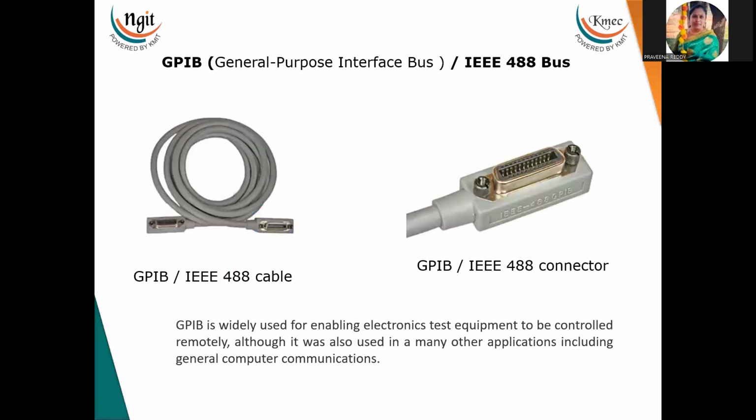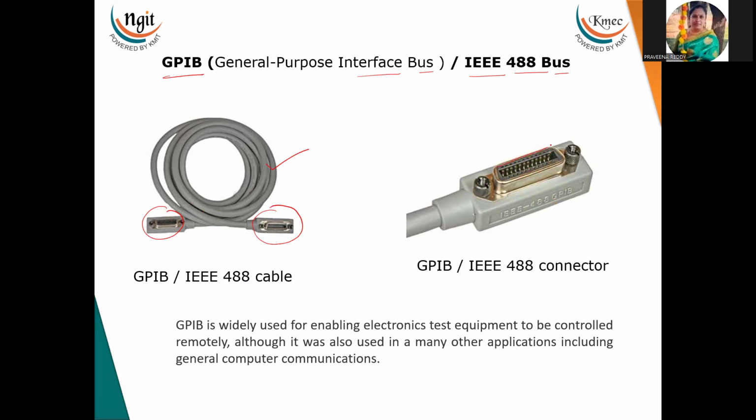Now, in this lecture, we will study GPIB, General Purpose Interface Bus, or IEEE 488 bus. Here you can see this is the GPIB cable. This is the connector. Both sides have connectors. One is a female connector and another one is a male connector. So, here you can see how the connector looks.